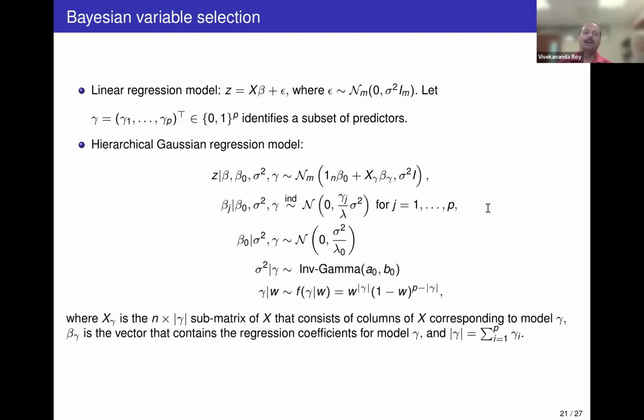Here I'm using a particular choice of the spike. It's a degenerate spike. So when gamma is 0, beta j is exactly equal to 0. Otherwise, it's a normal prior. And then I'm putting independent Bernoulli prior on gammas and some non-informative priors on betas and sigma square. It can be the Jeffreys prior, for example.